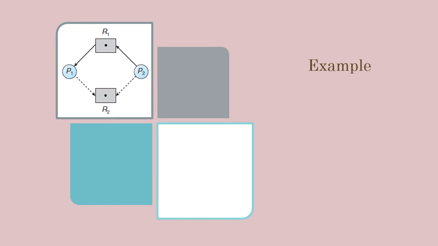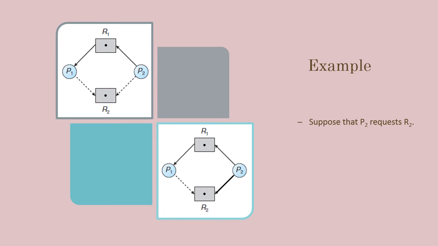Let us take an example. Suppose that P2 requests R2. So we change the claim edge from P2 to R2 into a request edge from P2 to R2. We have replaced the dashed line with the solid line. Next, we change the request edge to an assignment edge from R2 to P2, assuming that the request is granted.